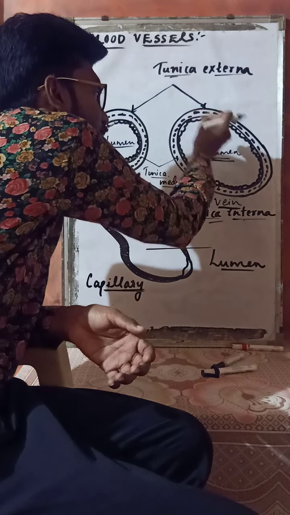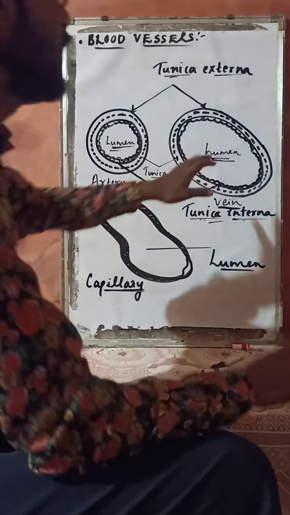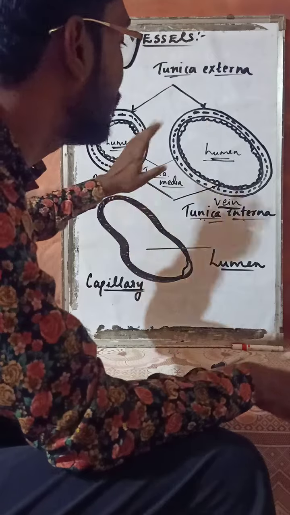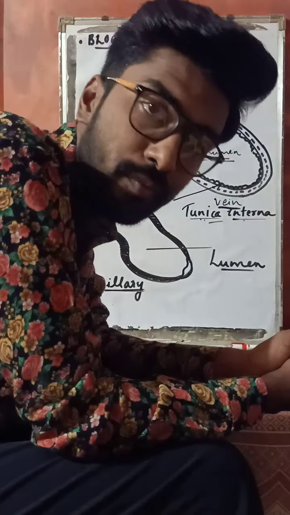It is majorly wider and longer than the lumen of the artery. इसका जो lumen है वो आपका काफी wider है as compared to the lumen of the artery. That's what all about your TS of vein.